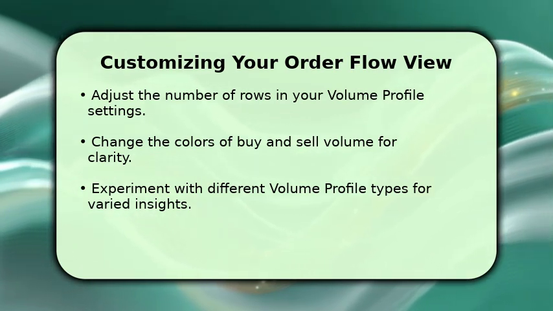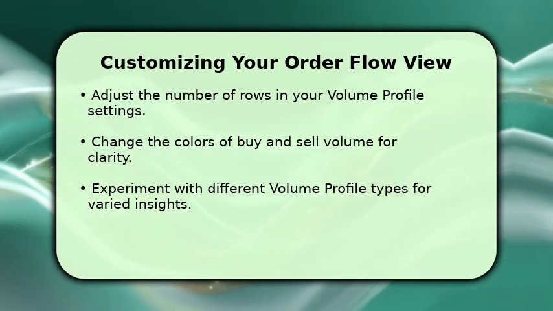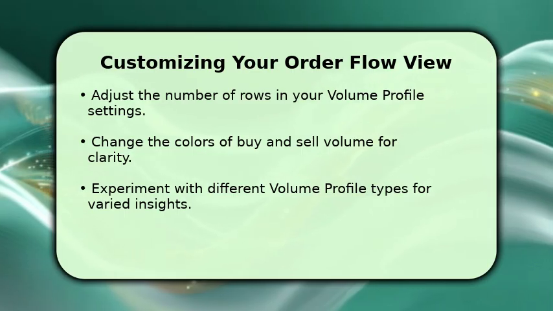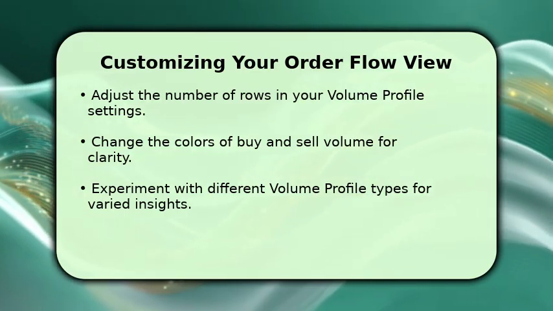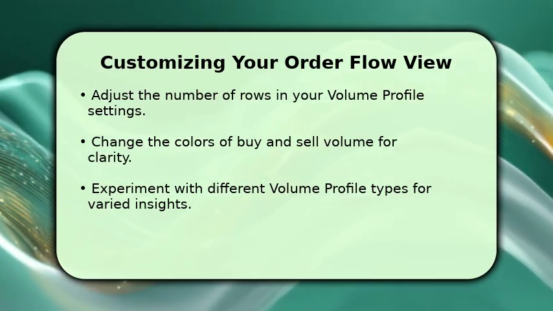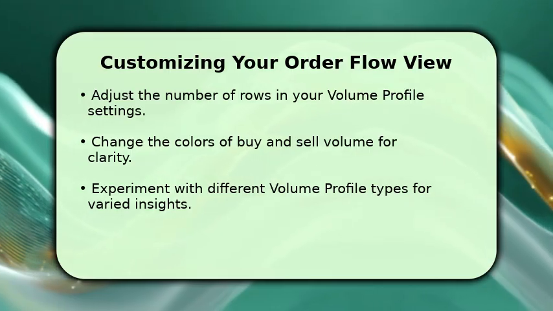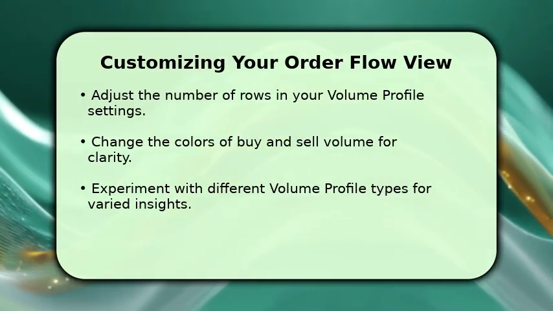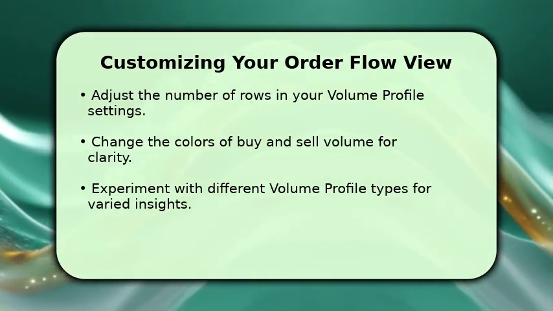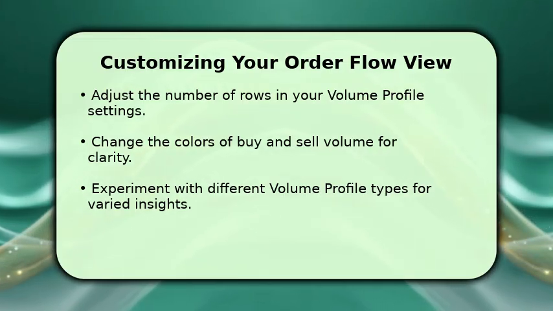You can easily adjust the number of rows to fine-tune the granularity of your data, perhaps setting it to 25 or 50 rows for a clearer view. Customizing colors for buy and sell volume helps distinguish market participants at a glance. Explore options like Session Volume Profile for daily insights or Fixed Range for specific price ranges. Saving your setup ensures consistent analysis across all your charts.